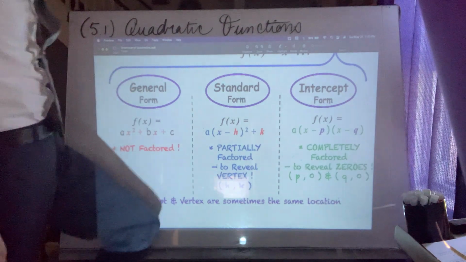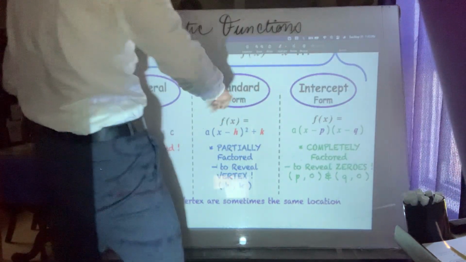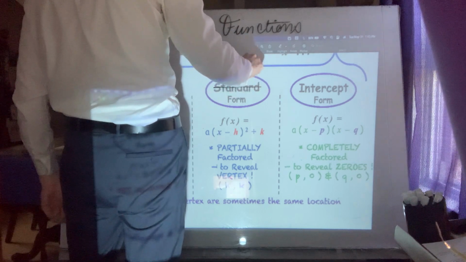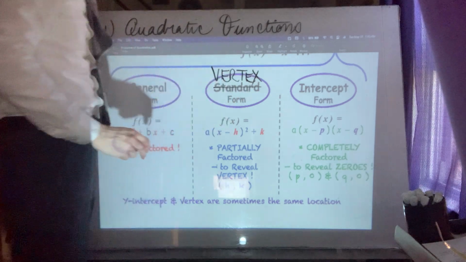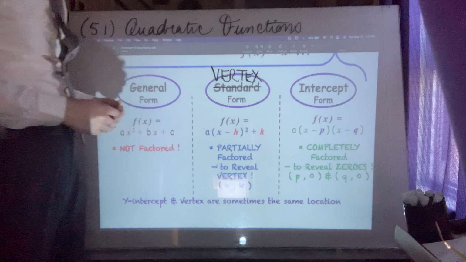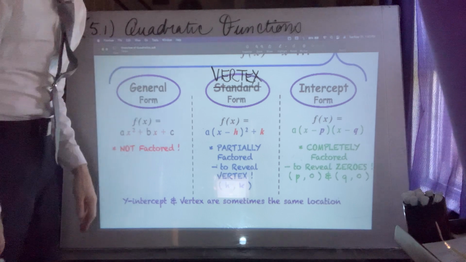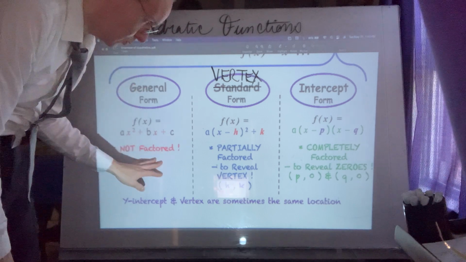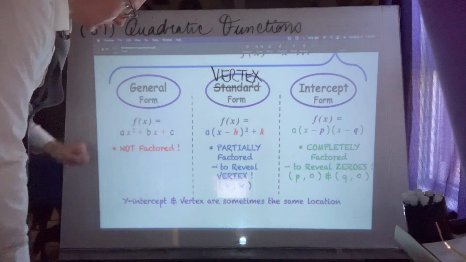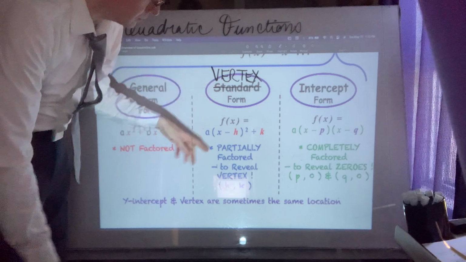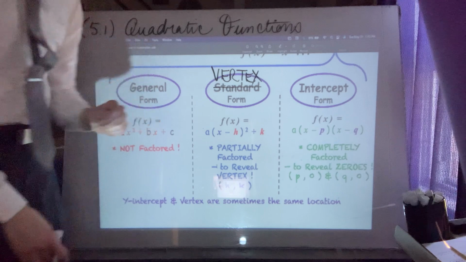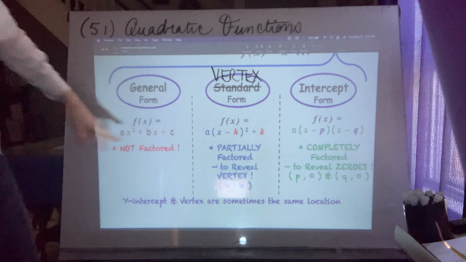That's why I personally like to go with the alternate nomenclature, the vertex form. Why? Because that's its job, basically. If you think about it this way, the general form is not factored at all. It's pretty much as it is, a trinomial as far as the expression is concerned. And the vertex form is partially factored. Then the intercept form would be completely factored. And again, there are different benefits to these.